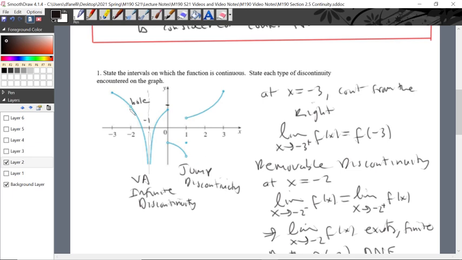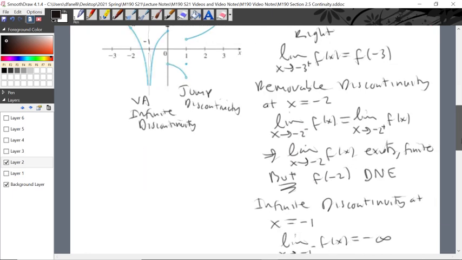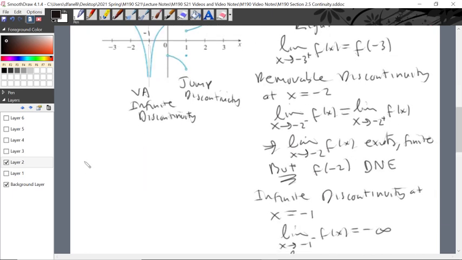Of course, the hole, noted on the graph here, is a removable discontinuity. Then an infinite discontinuity and a jump discontinuity. Being a little more clear about our jump discontinuity happening at 1: at x equals 1, the function f has a jump discontinuity.